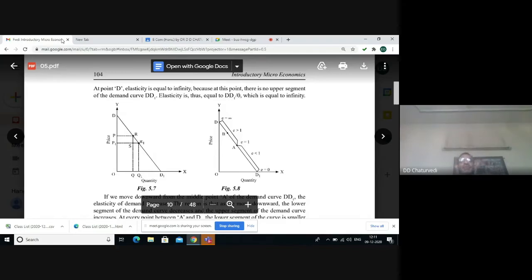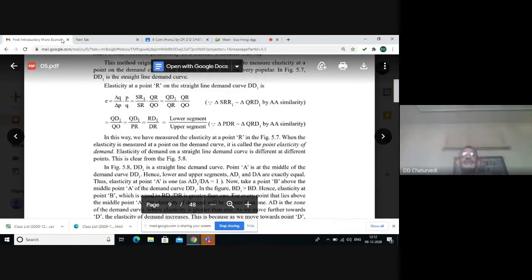And these are similar because of AA similarity. One angle is common at point D1, which is equal to the angle at point R1. One angle is 90 degree. So third angle at point R, which is common to both the triangles. So by AA similarity, triangle SRR1 is similar to triangle QRD1. And we know that when the two triangles are similar to each other, their sides will be in the same ratio. That is, SR1 upon SR will be multiplied by QR upon QO.